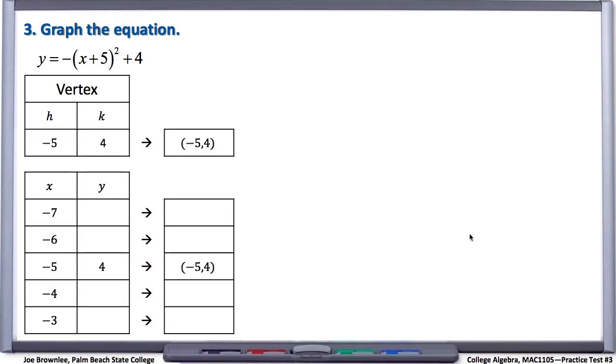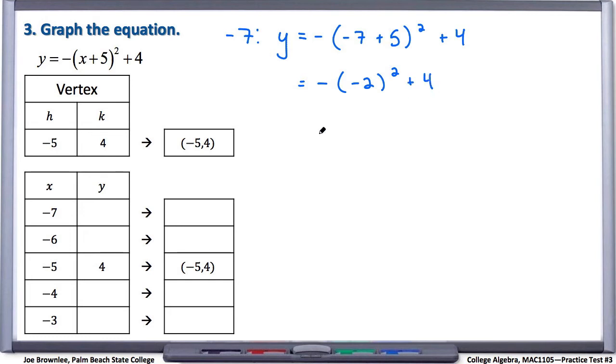So I went ahead and created another slide for us here, and we're going to work everything out together. So let's see what the corresponding y value is when x is negative 7. So when x is negative 7, we're going to plug that in and see what happens. So we end up with y equals negative, plugging in negative 7, right? This is our x, plus 5 squared plus 4. All right, let's clean this up a little bit. So we still have that negative on the outside, and inside the parentheses we have negative 7 plus 5 is negative 2 squared plus 4.